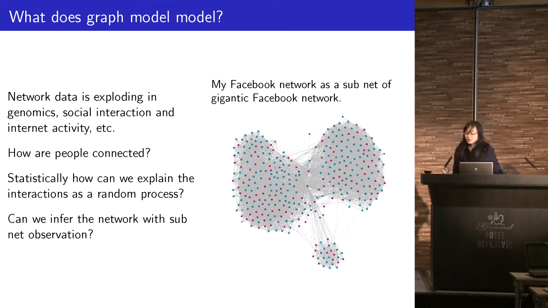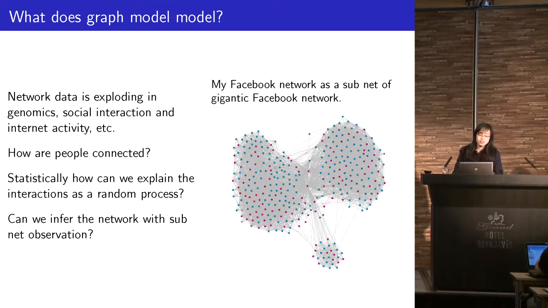Okay, so to clarify the terminology here, my graphical model is a network model, which is different from the previous talks. What we are interested in is the network structure, whose applications have been widely used in genomics, social interactions, or internet activities. A big example is the Facebook network, shown here as a plot of my Facebook network, a small subnet of the huge network, where each node denotes a person and each edge is a friendship between people.